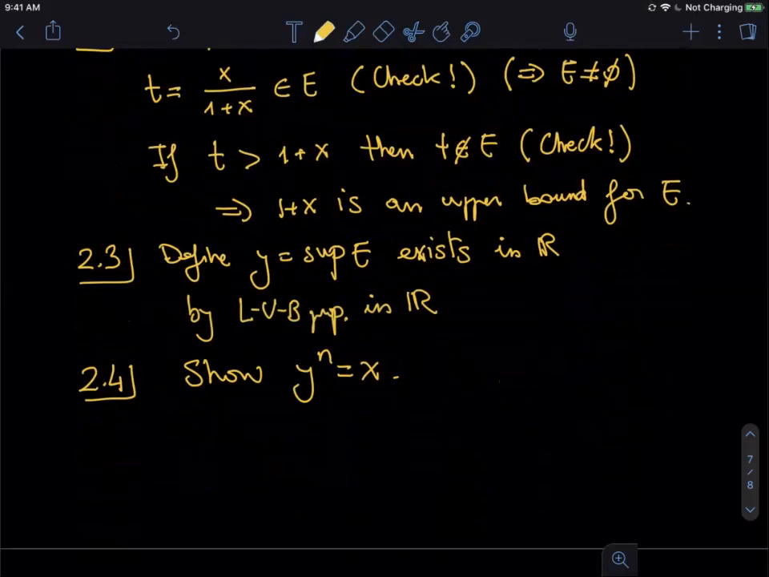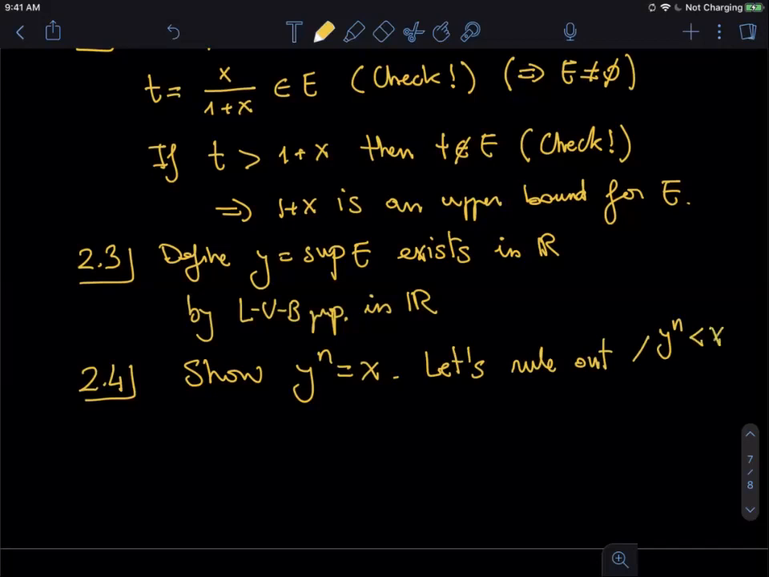So let's rule out that y to the n is less than x, or that it is bigger than x, and then we are good. Okay, this is a proof by contradiction. Okay, so that's going to be the rest of the proof.